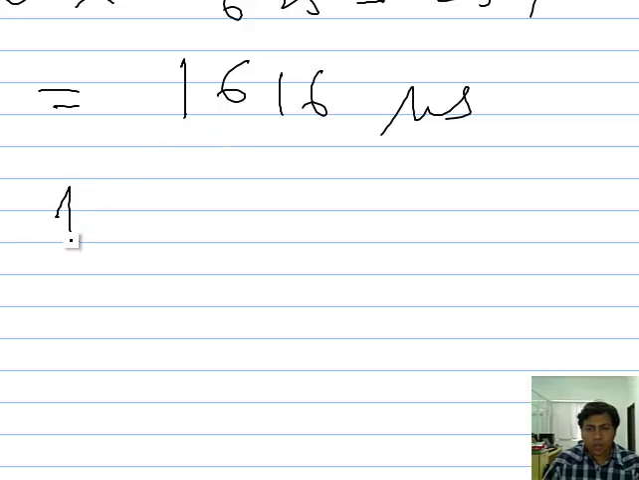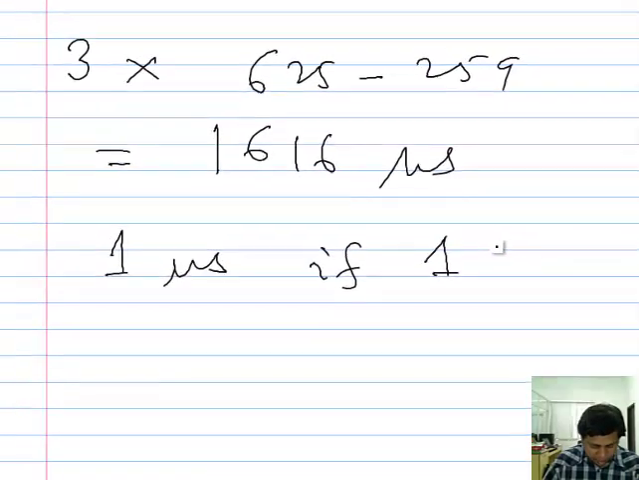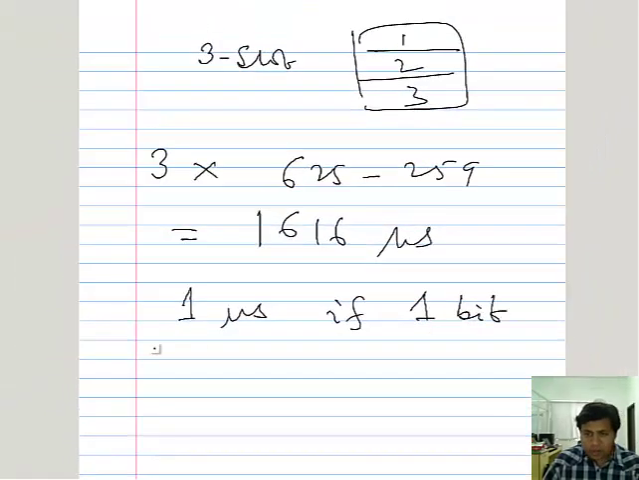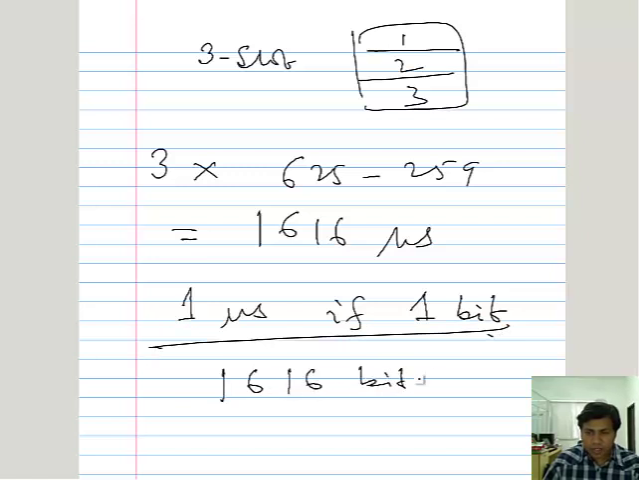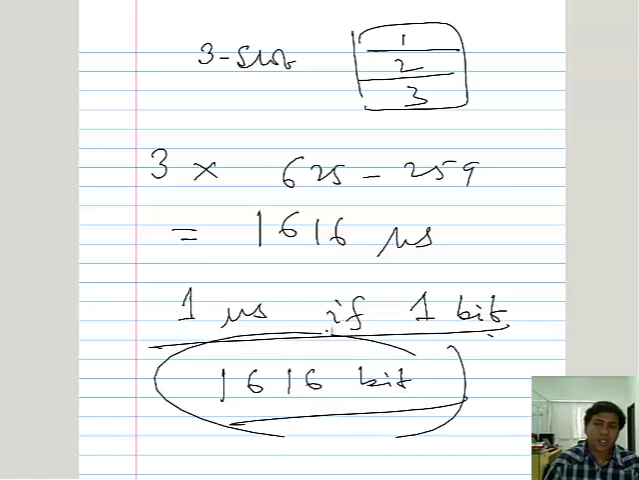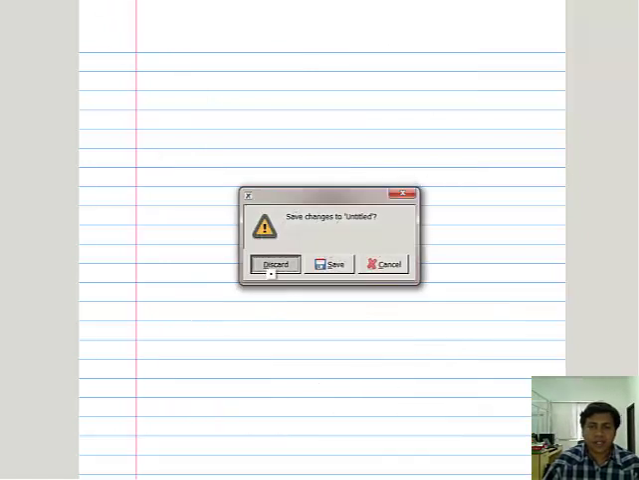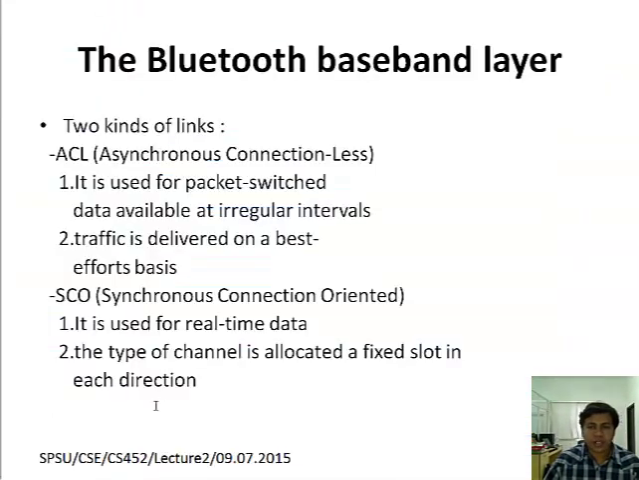Now in 1 microsecond, if I can transfer 1 bit, then in total I can transfer 1616 bits. So this much bit of communication can be there. Like that we can calculate different frames and frame formats and other things. Now let's come back to the slide again.